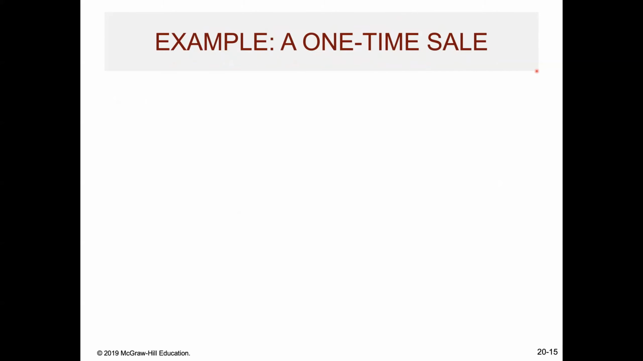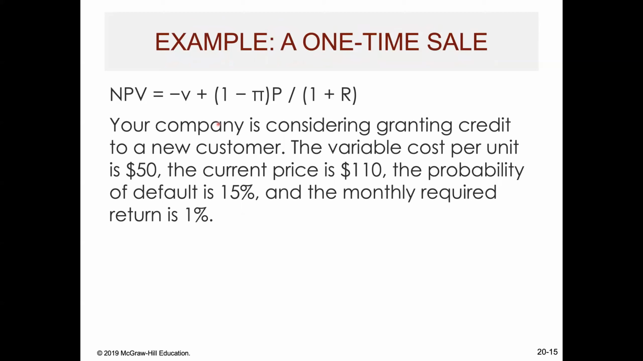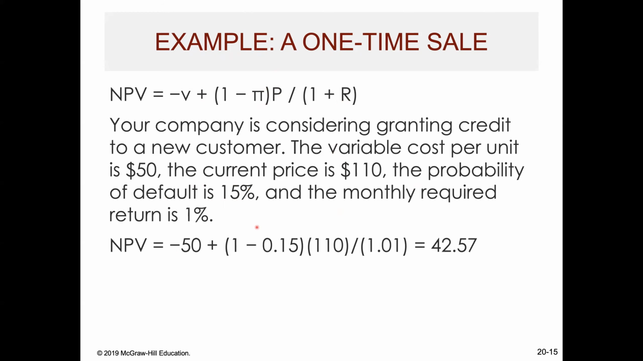So here's our example of a one-time sale. Our company is considering granting credit to a new customer. The variable cost per unit is $50, so V is $50. The current price is $110, that's the purchase price. And the probability of default is 15%. So we're 85% sure that the customer would not default. There's a 15% chance the customer will default. The monthly required return for this firm is 1%. So R is 1%.